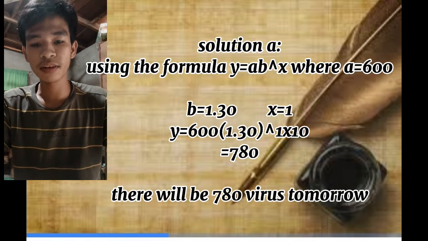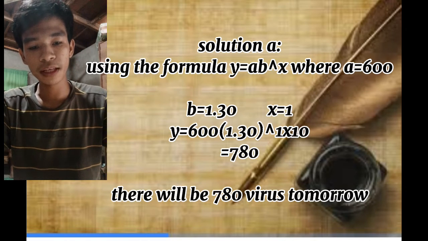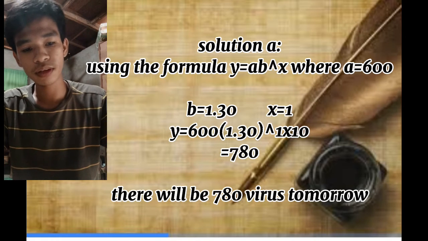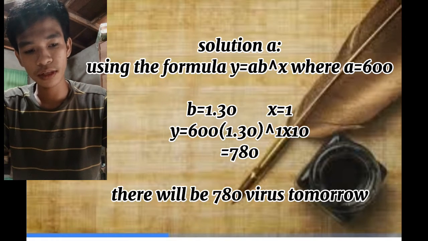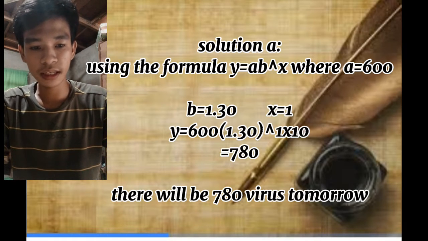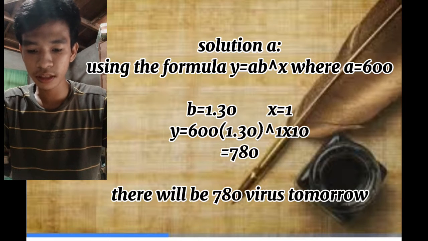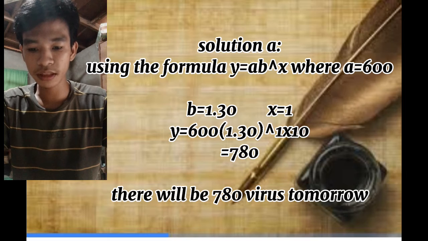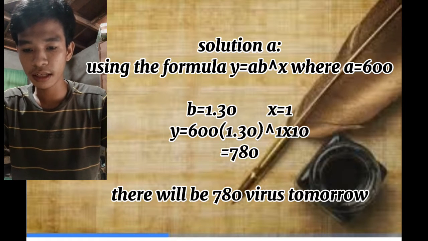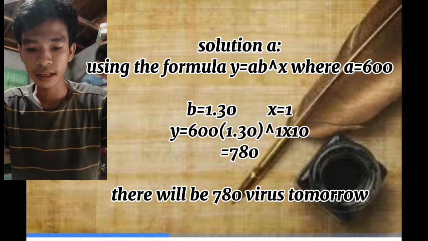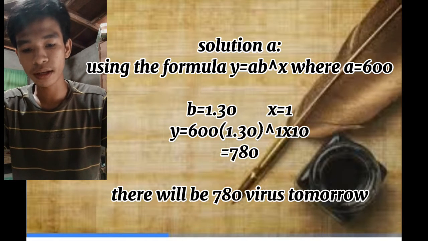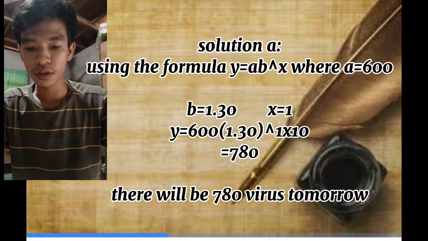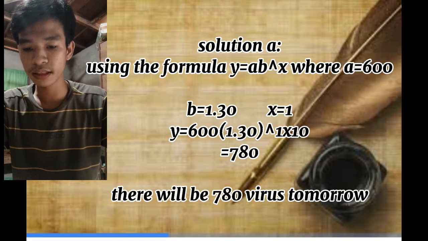So, solution A, guys. Using the formula y equals a times b raised to x, where a equals 600. So, b equals 1.30. This 1.30 we got from the growth factor, which is 30%. Then, we add 1, so it becomes 1.30. And then, x equals 1, because tomorrow, it's only 1 day, guys.